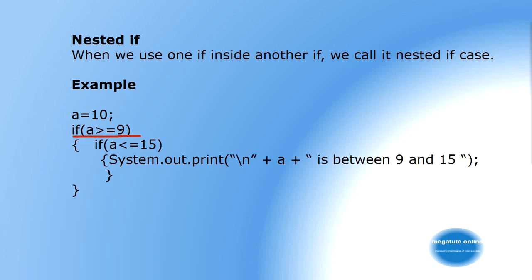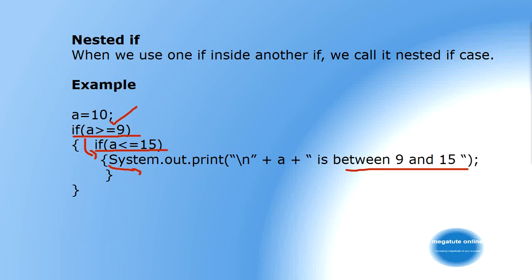The compiler will enter this block when this condition is true, that means if the number happens to be more than 9. Now the second condition is checked here, which means less than 15. So it will enter here only if the number is less than 15, or it is between 9 and 15. This way you can check 2, 3 conditions by putting one if inside another if and keep on nesting it.